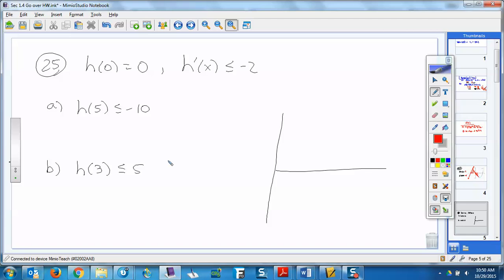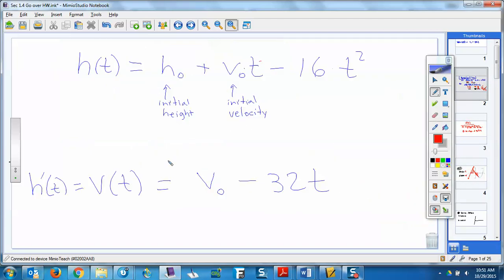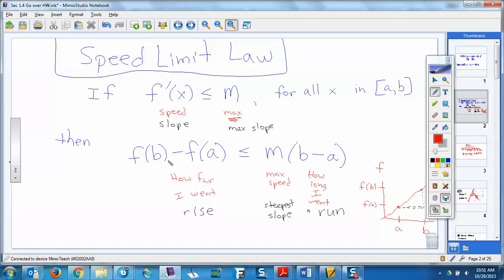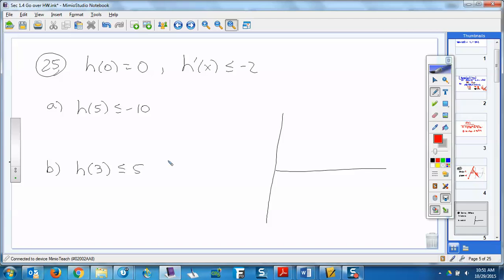25 was the speed limit law, right? The speed limit law. Now, I talked with several people this morning, and some of you were wanting to use the formula, right? And I'm okay with that. I just think it's important that you really understand what's happening, though. But if you just plug numbers into the formula there, then you can get this, and that would be acceptable.